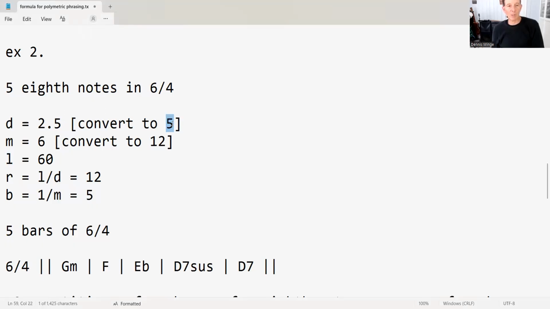So instead we're going to use a duration of 5, meaning we're talking in eighth notes now. 5 eighth notes, and 6/4 equals 12 eighth notes. The least common multiple of 5 and 12 is 60. The number of repetitions is 12, and the number of bars is 5. So we need 5 bars of 6/4.